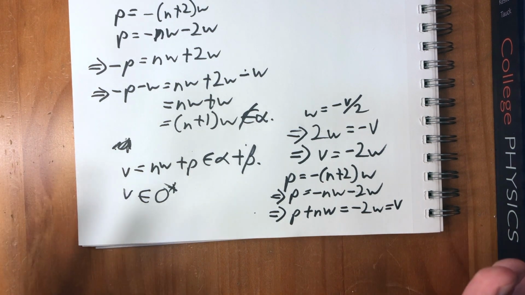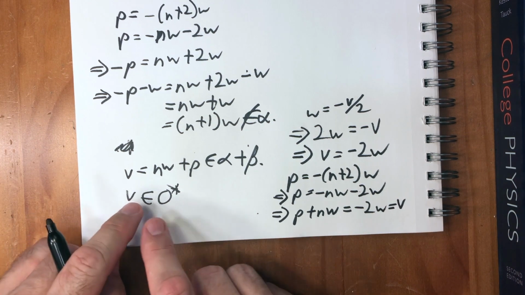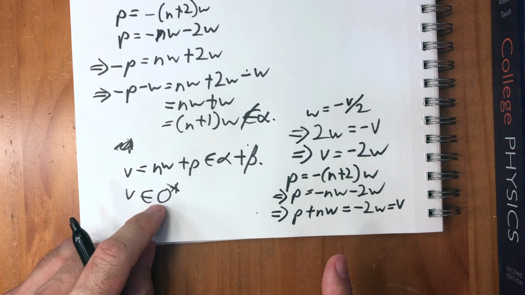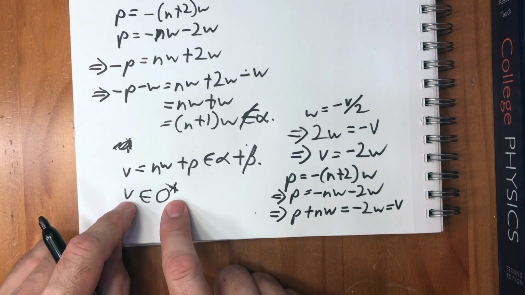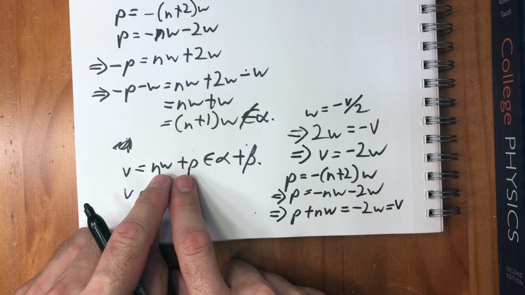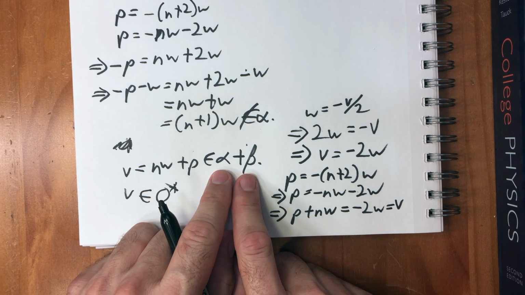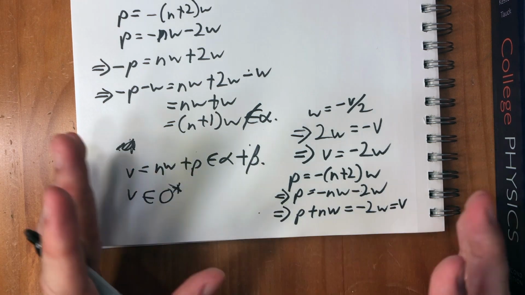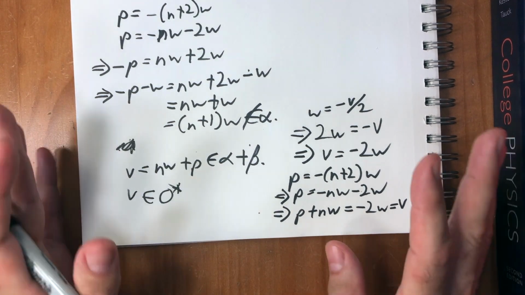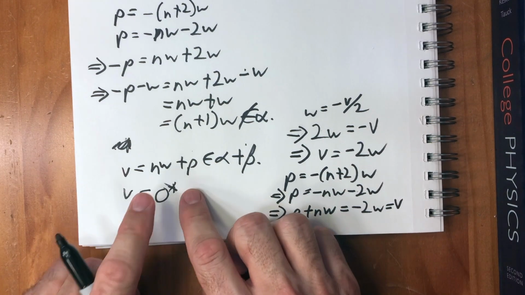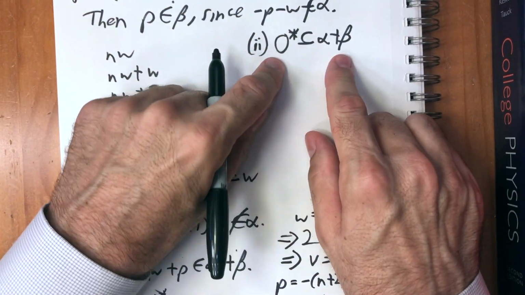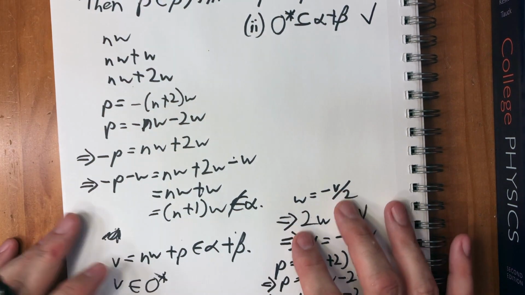Okay, so we started with V being an element of 0, and we just showed that it's also an element of alpha plus beta. The algebra was just so confusing, but not difficult to follow, just really hard to wrap your head around what you're doing step by step. But we've shown that if V is an element of 0, then it's also an element of alpha plus beta. That's what we wanted to show there.